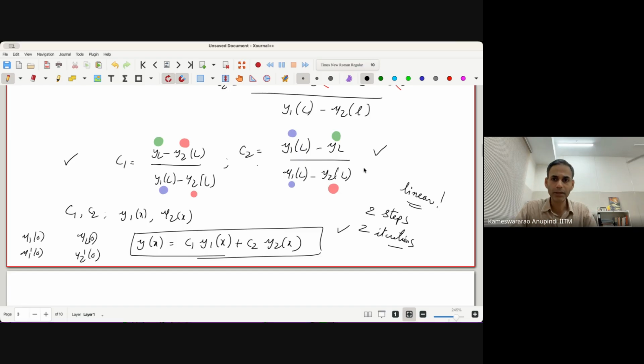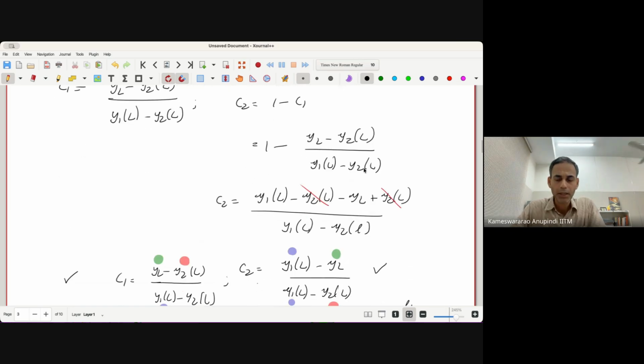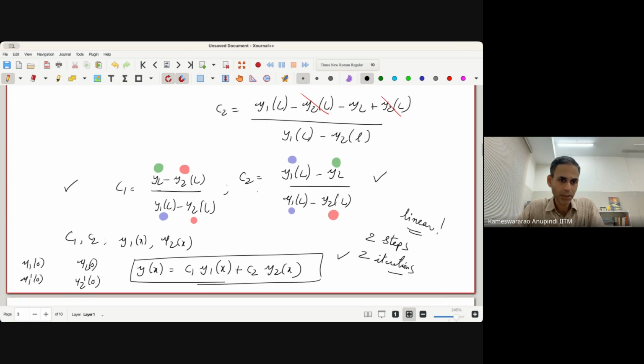Fine. Is it clear, this part, before we move to the nonlinear part? I think this needs to be clear. Okay, any questions, clarifications on this from anybody?